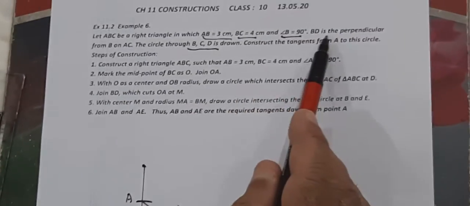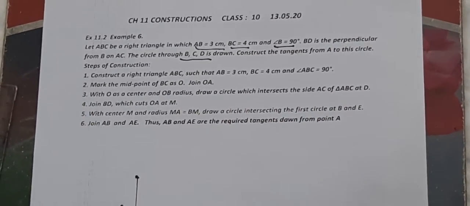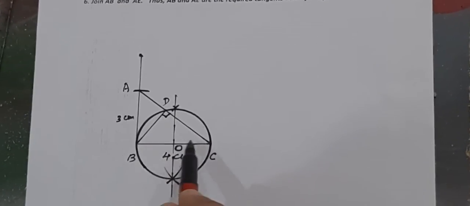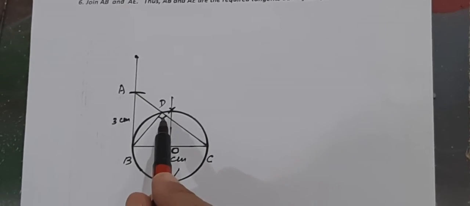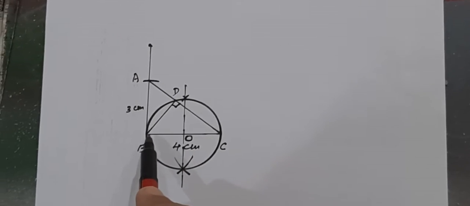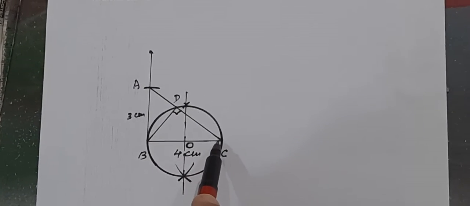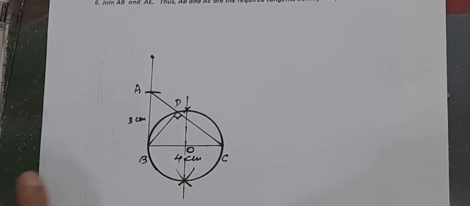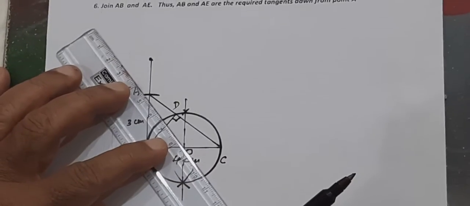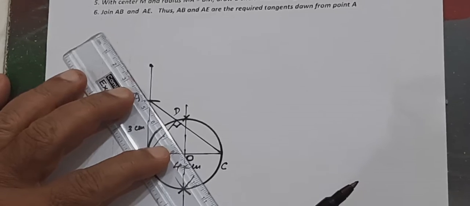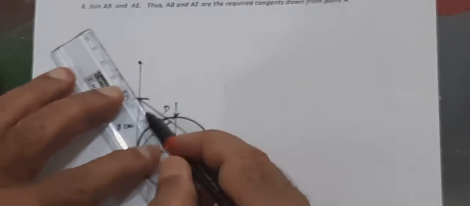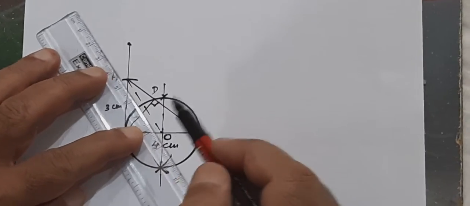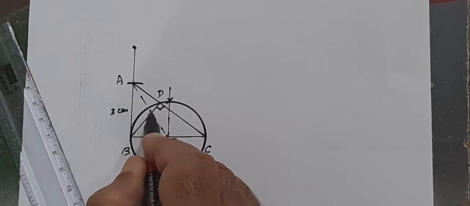It is given here, BD is the perpendicular from B on AC. So BD will be perpendicular. Why? Because you know that a diameter subtends a right angle at any point on the circle. This property we have already discussed in the beginning. So BD will be perpendicular to DC or AC. Now draw segment AO, or OA. Let it intersect BD at M.